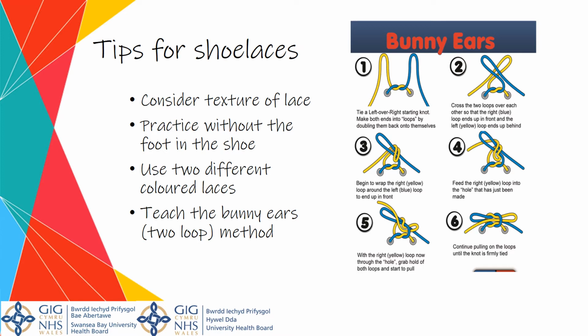Tie 2 different coloured laces together and then replace the shoe so that one lace is one colour and the other lace is another colour. This can help a child when you are giving verbal instructions such as take the red lace in your left hand and the green lace in your right hand. The bunny ears method is easier for most children to learn if they can already tie a knot, as it just involves repetition of the same movement to tie the bow.